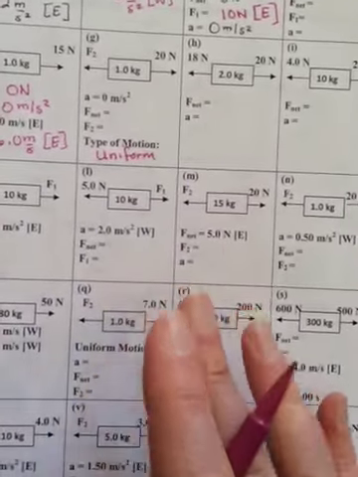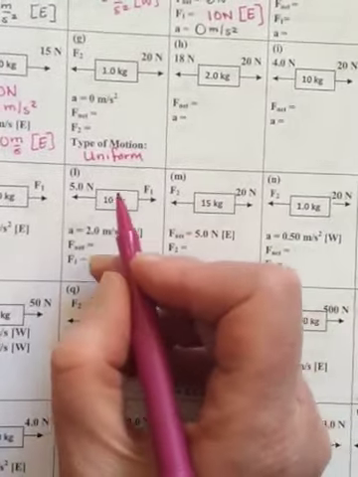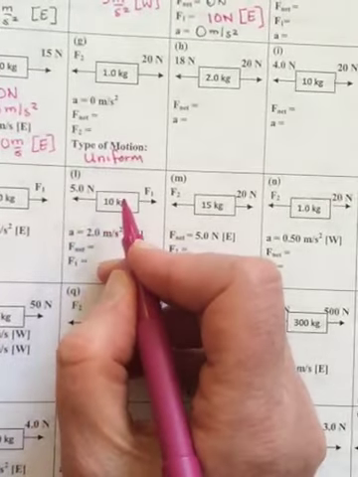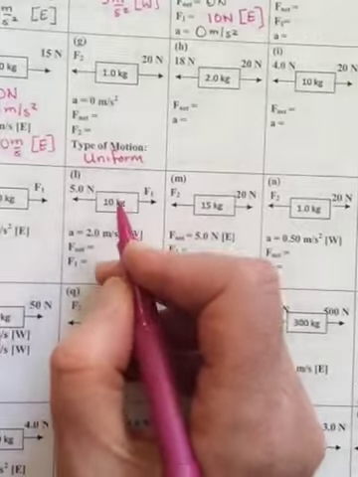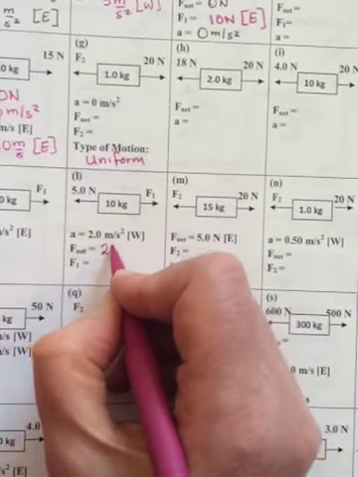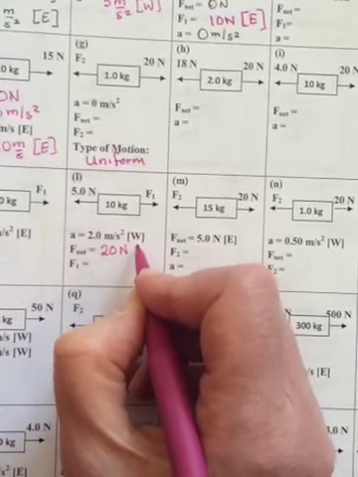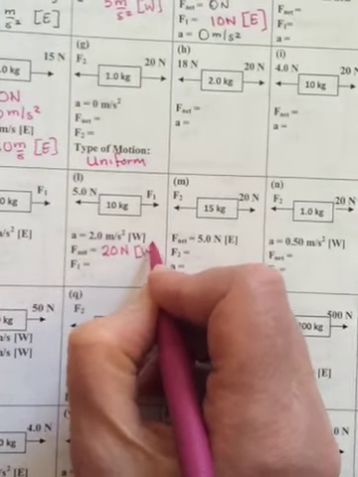The one that might have messed you up was L. So if we take a look, we have our A is 2, and our M is 10, so 10 times 2 should be 20 newtons, and F net is always in the same direction as A, so 20 newtons west.